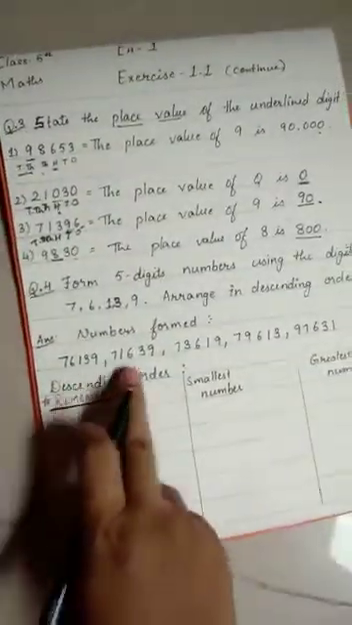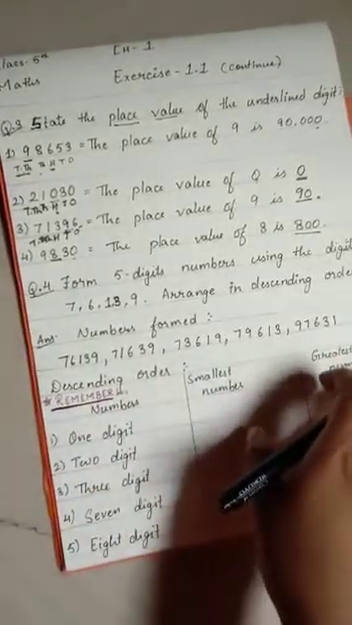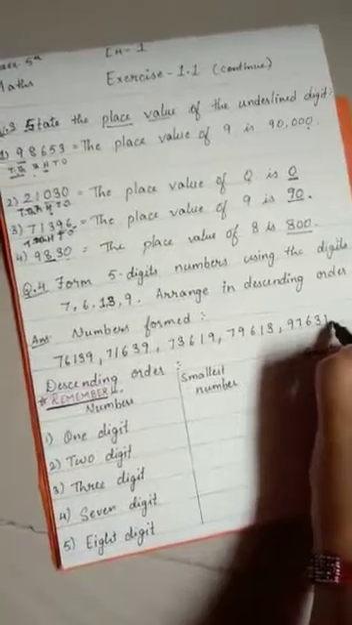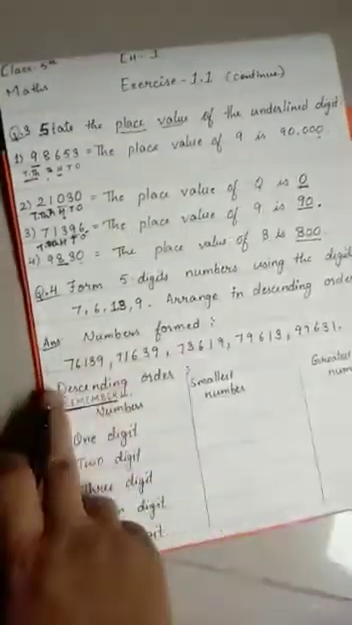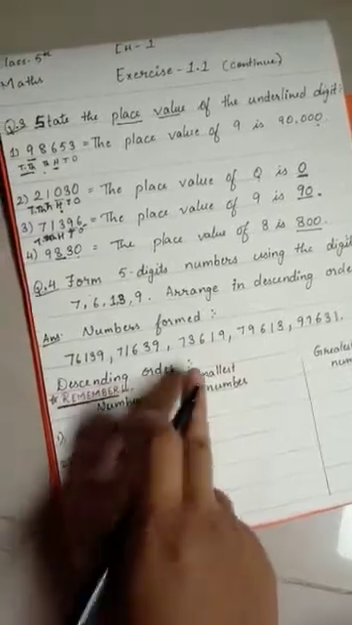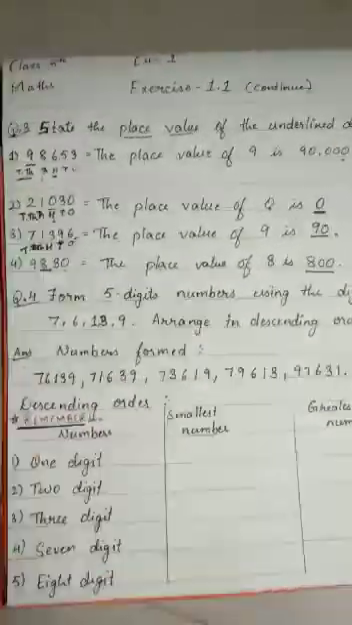Like that, you can arrange all the digits in different orders and find different numbers. So I found up to 5 numbers. These numbers can be formed. Now we have to arrange them in descending order.